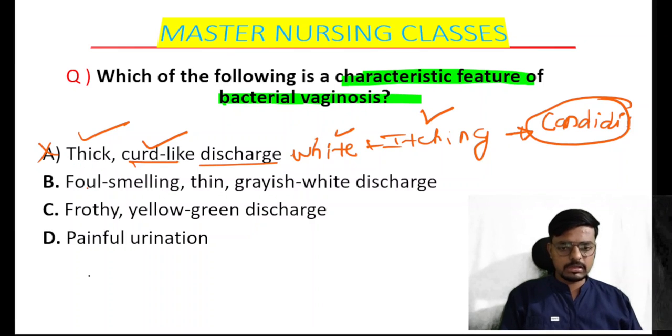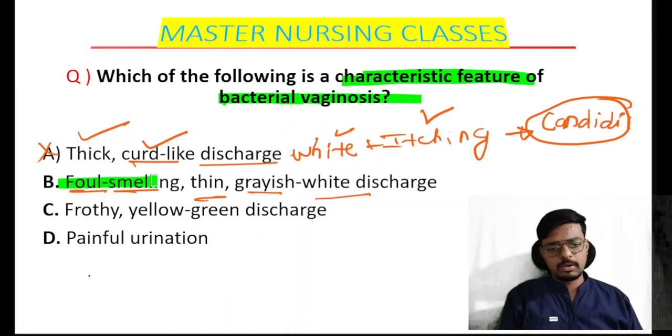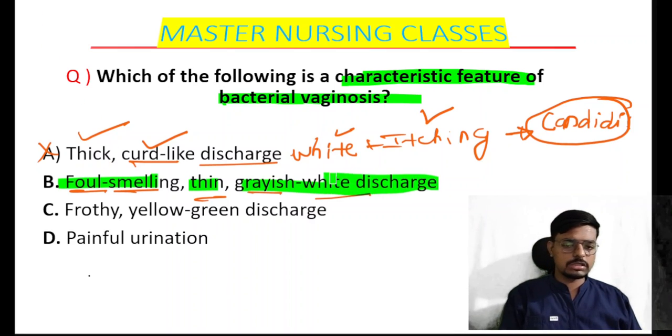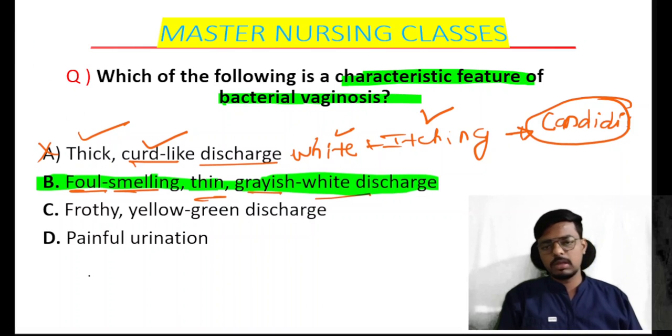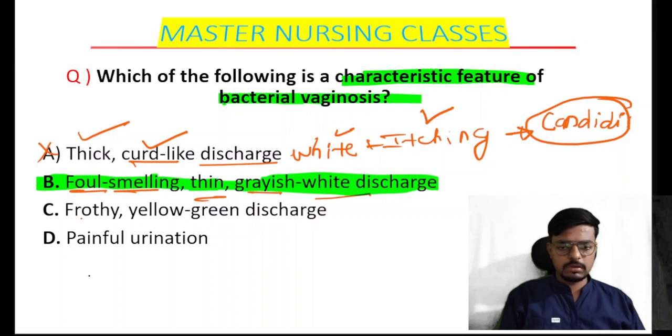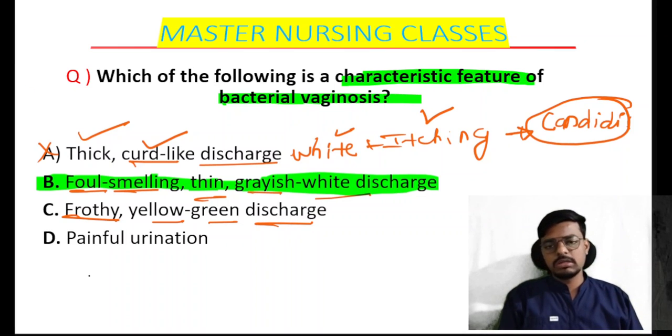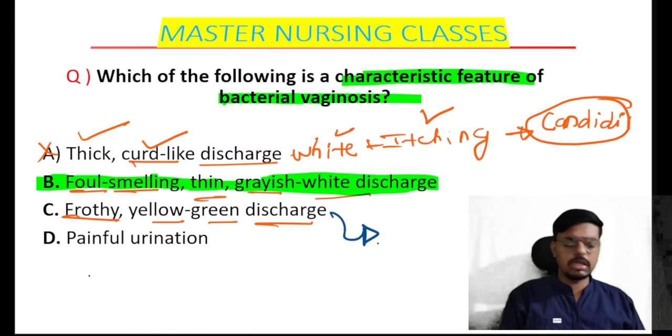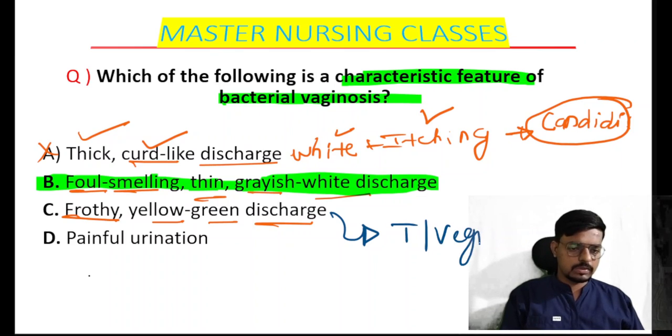Then option B, what is it telling? Foul smelling, thin, grayish white discharge. Students, foul smelling, thin and grayish white discharge will be seen in bacterial vaginosis. Your answer is option B. Then what about option C? Option C says frothy, yellowish green discharge. This discharge will be seen in patients with trichomonas vaginitis.